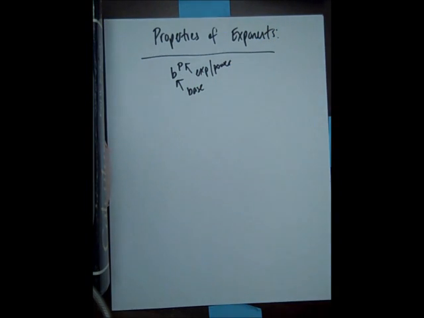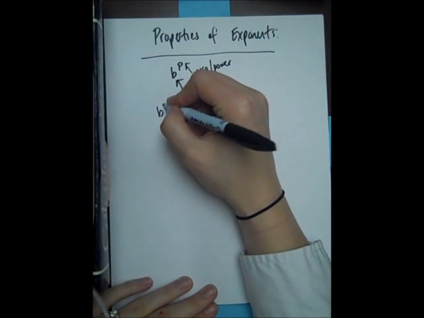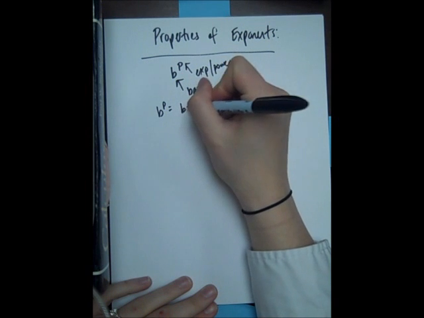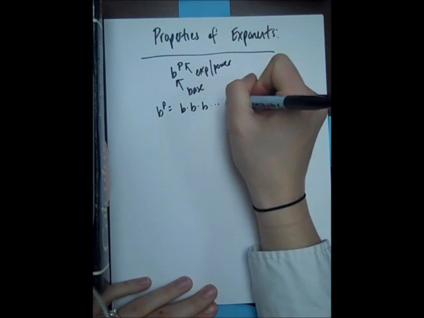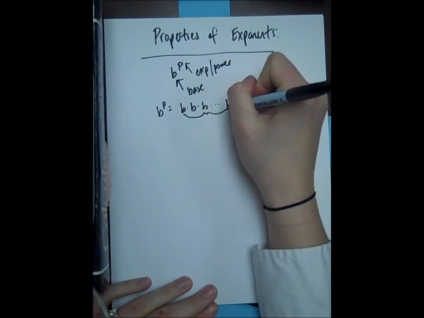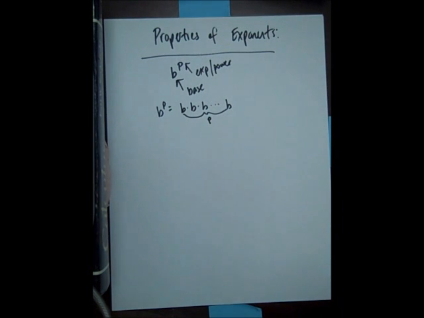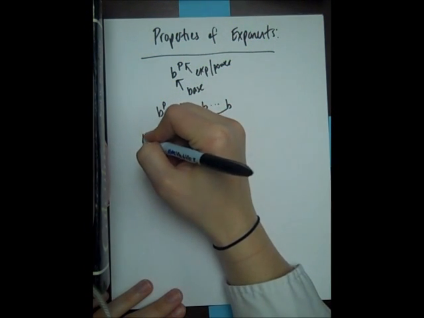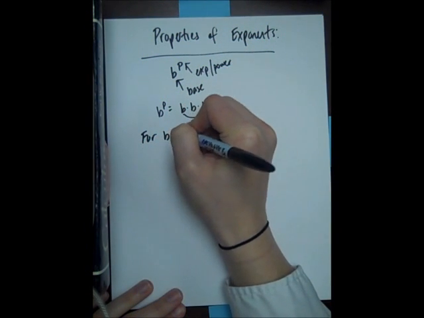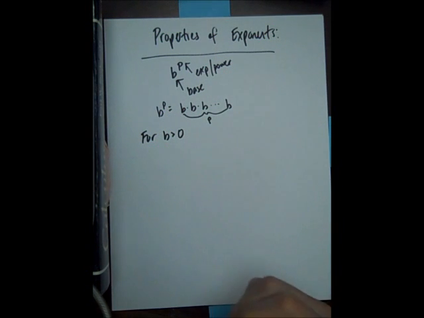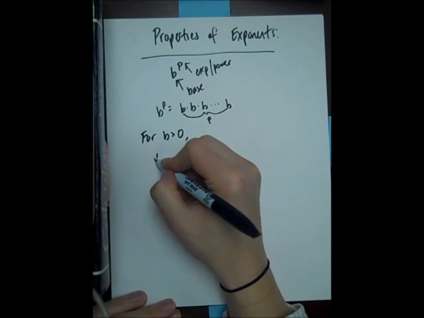So what does b to the p actually mean? B to the p means multiply b by itself p times. So for example, 3 to the 4th would be 3 times 3 times 3 times 3. So that's what an exponent is. A couple properties that we can do. We're only talking about bases greater than 0 for all these properties. There are 6 properties we're going to go through.